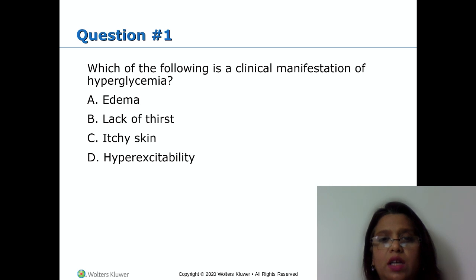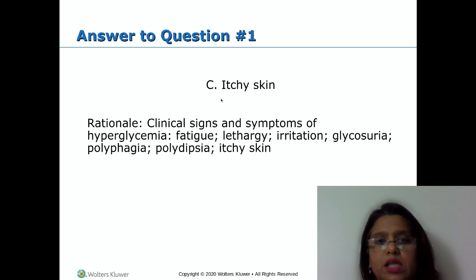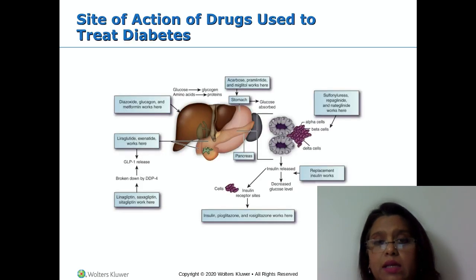What is the following clinical manifestation of hyperglycemia? Is it edema? Is it lack of thirst? Is it itchy skin or hyperexcitability? Itchy skin. When a person is super itchy, it could be a sign of hyperglycemia.